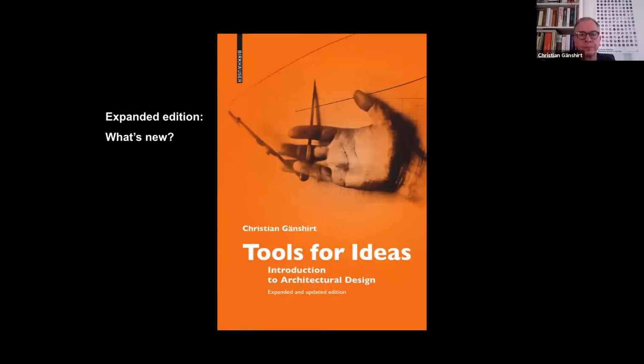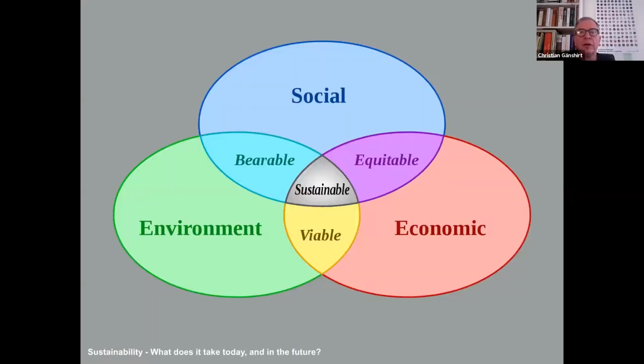So maybe the most important change is the question of sustainability. It's only a few pages in the book, but it changes everything, because when we use these criteria, we understand that the traditional design tools like drawings, model making and sketching very often are not very helpful to understand the sustainability of a project. So we need to develop new tools to be able to do sustainable projects.